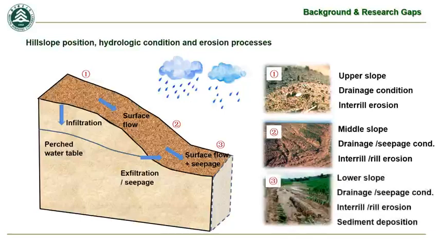Moreover, near the toe of the slope, seepage may occur during periods of excessive soil moisture. Sediment deposition is another significant process at the bottom position. However, previous studies were usually conducted under a given drainage condition and failed to take into account the effect of near-surface hydraulic conditions.